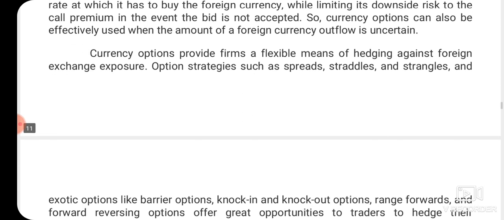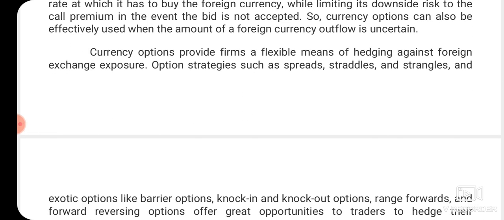Currency options provide firms a flexible means of hedging against foreign currency exposure. That is to say, option strategies can use spread contracts, straddles and strangles.